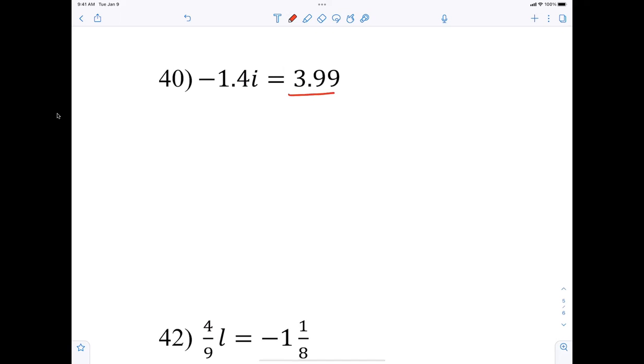So I'm going to divide by 1.4, correct? So everybody good with 1.4? Now, I move the decimal how many places? Two. If I move it 2 places, that's going to be 399 over what? 140. That is correct.